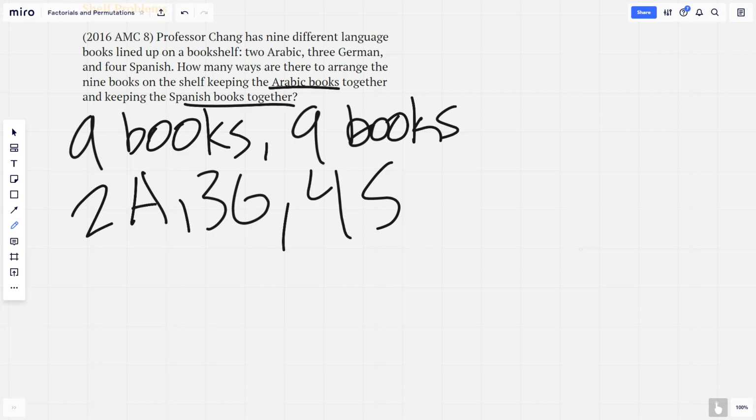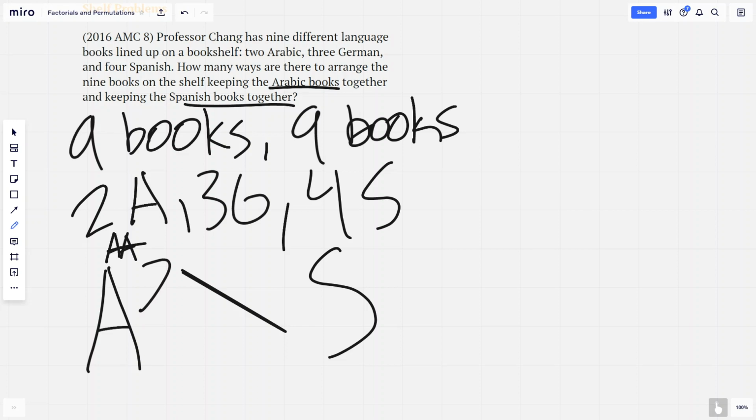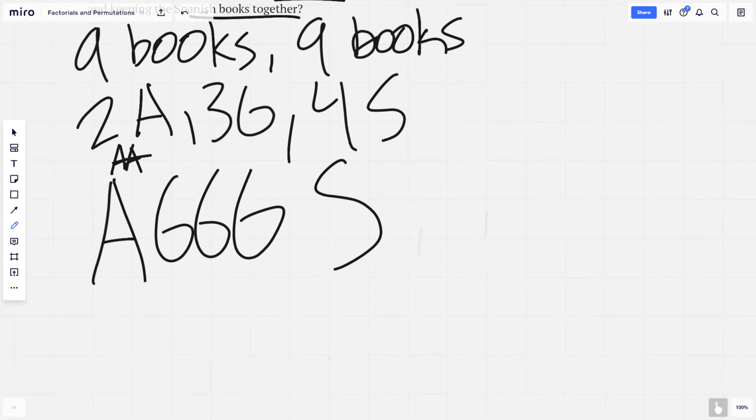And a common tactic for dealing with this condition of togetherness, when you have 2 things or more than 2 things that have to be together, is to combine them. And what I mean by combining them is to assume that they're stuck together. Pretend that these 2 A's form a big A and that they're stuck together. And likewise, assume that the 4 S's in the 4 Spanish books form one giant Spanish book and that they're all stuck together. What we're left with is a giant A, 3 German books, and a giant Spanish book.